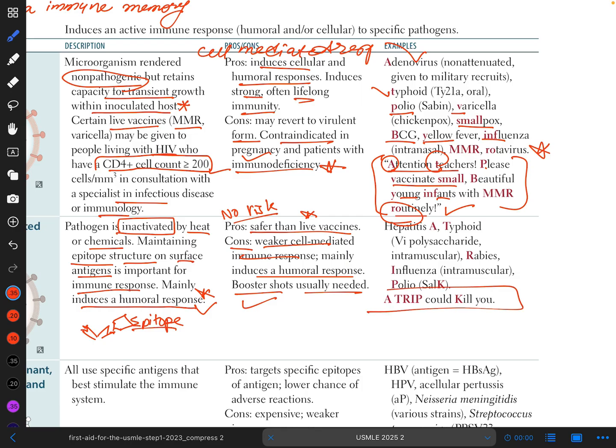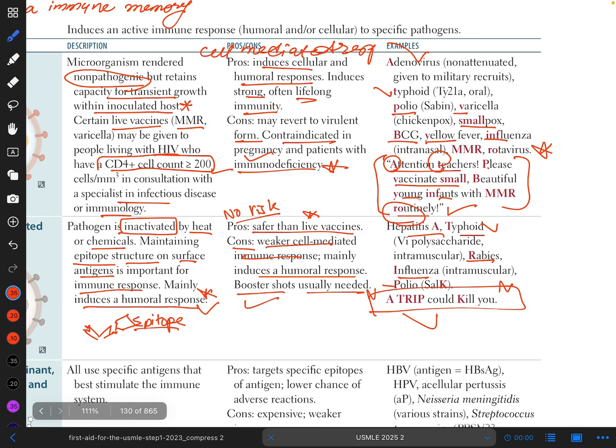And what is an example? A trip could kill you. It's in the morning. A trip can kill you. Hepatitis A, typhoid, rabies, influenza, and the polio Sabin. And one more thing, guys, if you notice, typhoid is both live attenuated and killed inactivated. If the typhoid is given orally, then it will be live attenuated. If it's given intramuscularly, then, remember, it is an inactivated or killed vaccine. Okay.